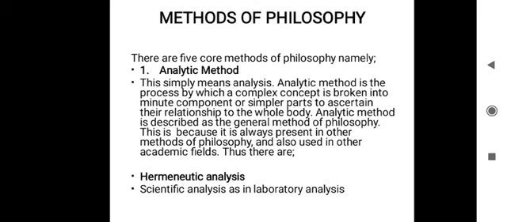Methods of philosophy. There are 5 core methods of philosophy, namely: 1. Analytic method. This simply means analysis. Analytic method is the process by which a complex concept is broken into minute components or simpler parts to ascertain their relationship to the whole body. Analytic method is described as the general method of philosophy. This is because it is always present in other methods of philosophy and also used in other academic fields.